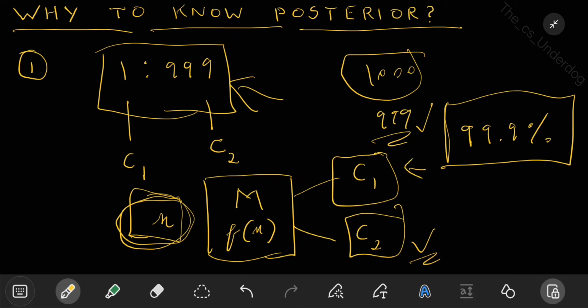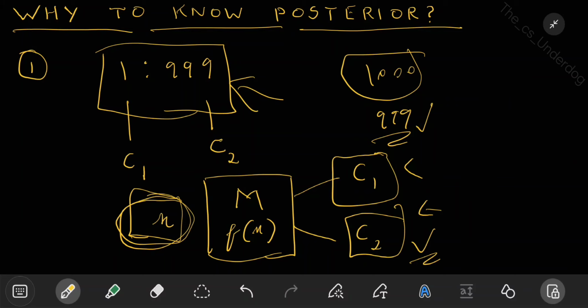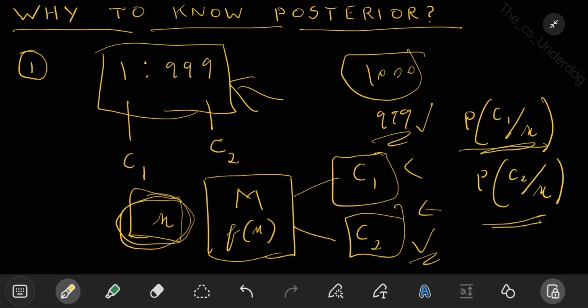That is, C1 and C2 can be weighed appropriately, because in case of posterior, you are finding the probabilities of each class. That is, given the value of x, what is the probability of x being in C1? What is the probability of x being in C2? You are finding these two separately. Because of this, you have a better chance of dealing with the skewed data.